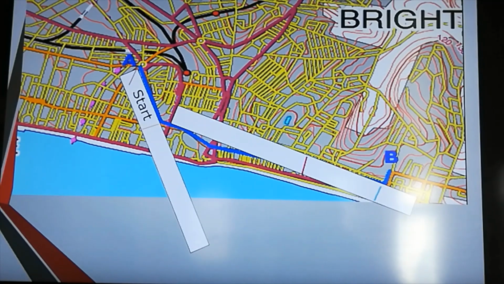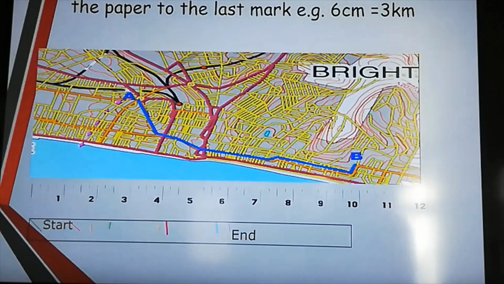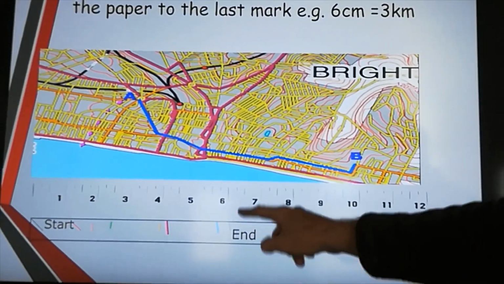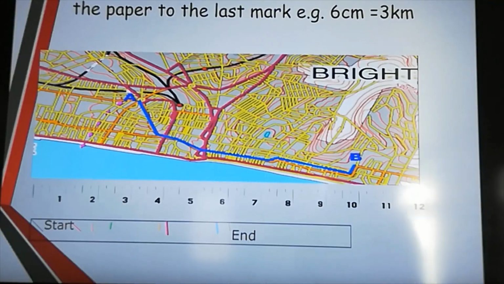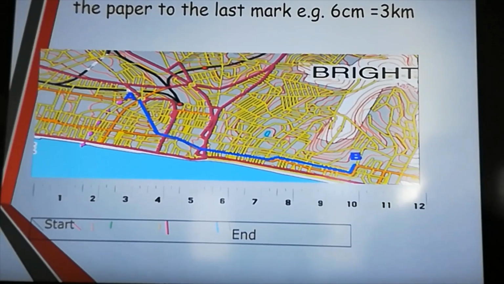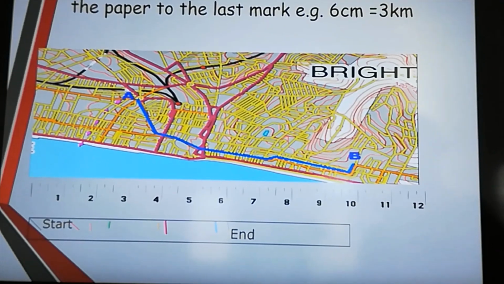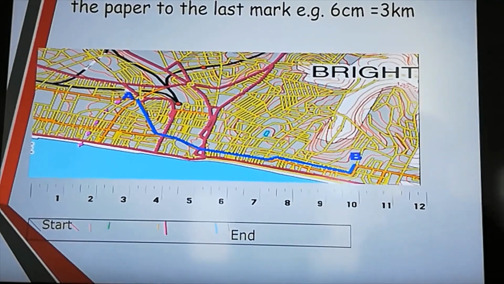And then lo and behold, on my paper, I can put my paper down, and I've got each bit of the leg. I've now got a distance, and I can work that out through the scale that I'm working to. This is on a different one that measures the distance from the first mark on the paper to the last, A to G: 6 centimetres equals 3 kilometres.